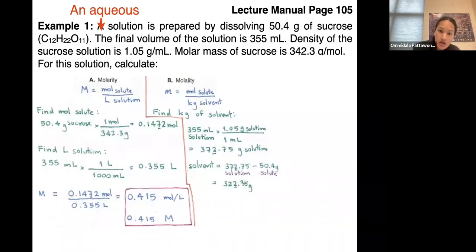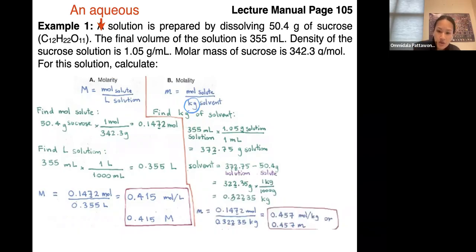But molality is per kilograms of the solvent, not per grams. So therefore, you are going to do one more step, which is convert that grams into kilograms. Now you get kilograms of the solvent. All you need to do next is divide mole by the kilograms of the solvent. You are going to get molality equal to 0.457 mole per kilogram.